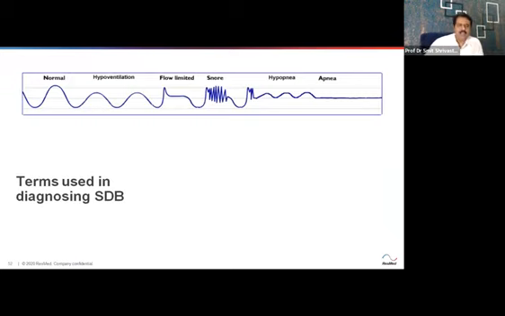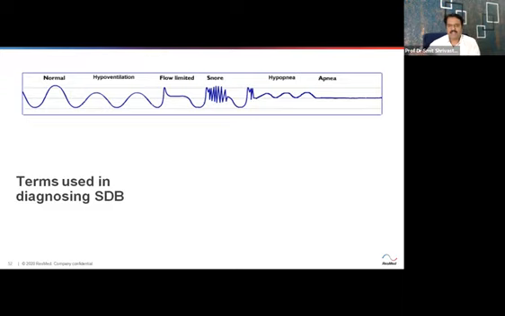So this is how it is seen in sleep disturbed breathing. The normal pattern is where the breathing is a sine wave. Hypoventilation happens when this has reduced more than 30% of the normal. So a reduction in this sine wave amplitude of more than 30%. The flow becomes limited, it forms a plateau.